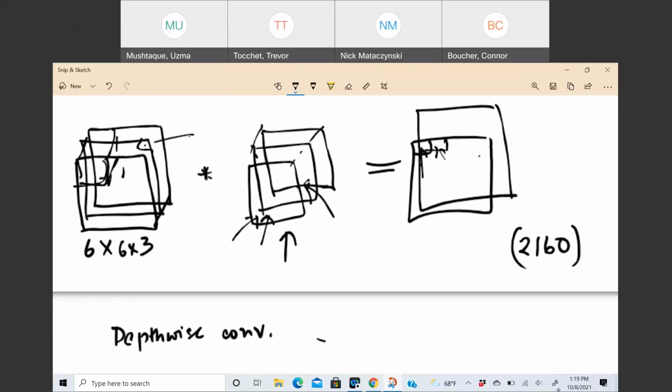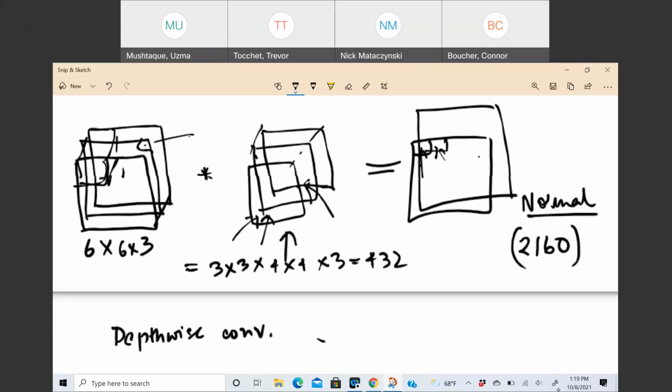Let's keep that as it is. If this was a normal convolution, let me just write it down, normal convolution. But let's see what happens in depth-wise. In depth-wise, this entire operation will give a computational cost of 3 by 3 times 4 by 4 times 3, which is 432. But of course, we are not done yet.